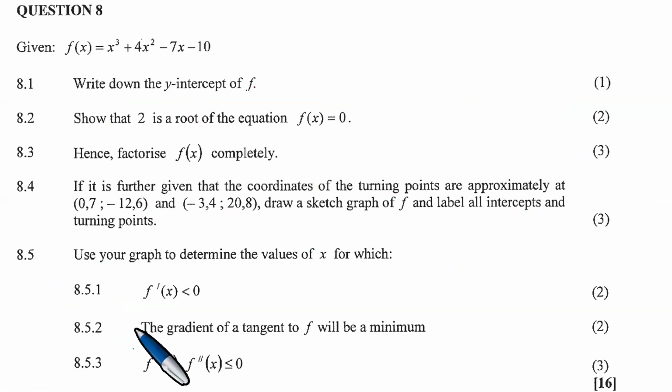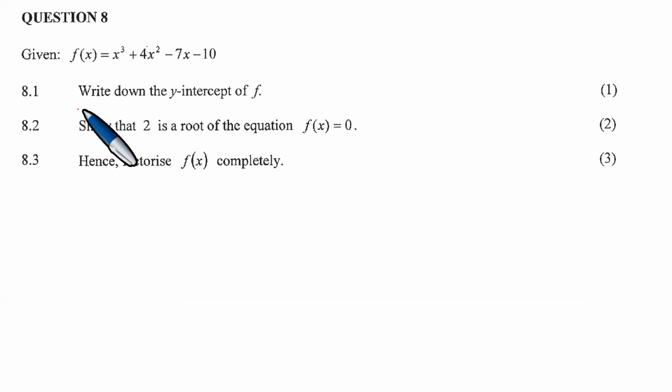Question 8 is long. It's about a graph whose defining equation is f of x equals x cubed plus 4x squared minus 7x minus 10. Write down the y-intercept of f. At grade 10, grade 9, we know how to find the y-intercept of a function. So we're looking at 8.1, and we want to find the y-intercept.